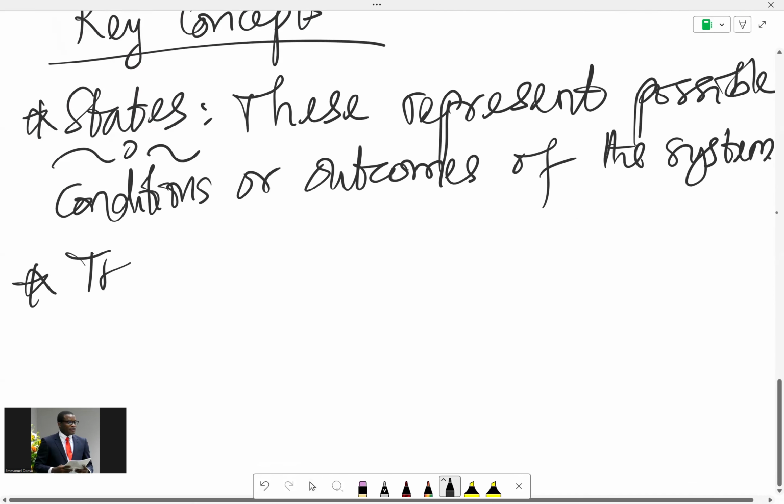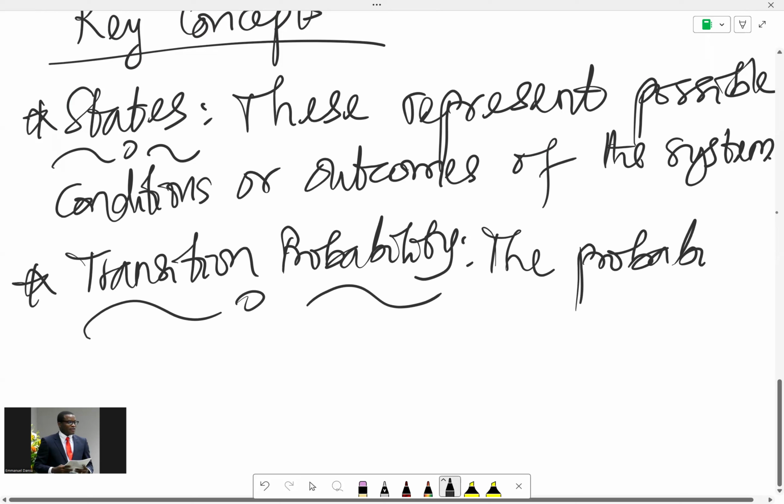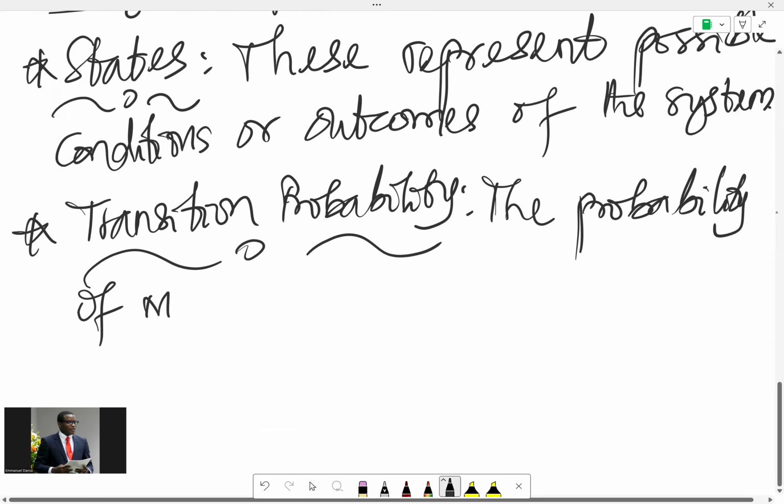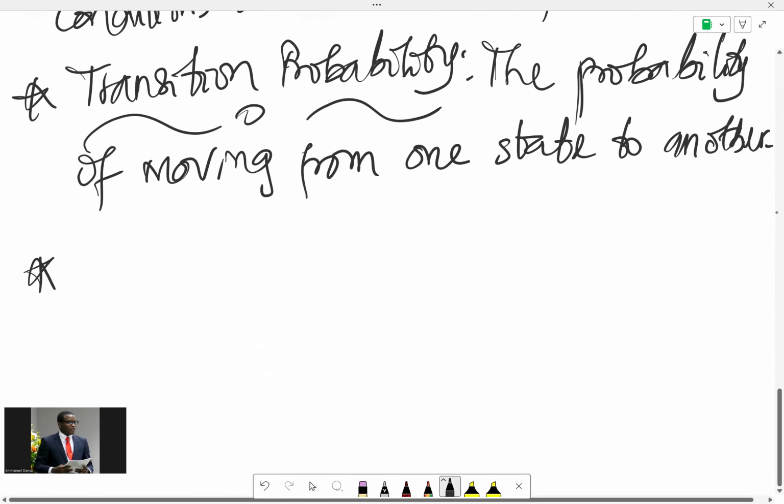Then we have transition probability. That is the probability of moving from one state to another. So what's the probability that you move from this state to another state? That is what transition probability is simply about.